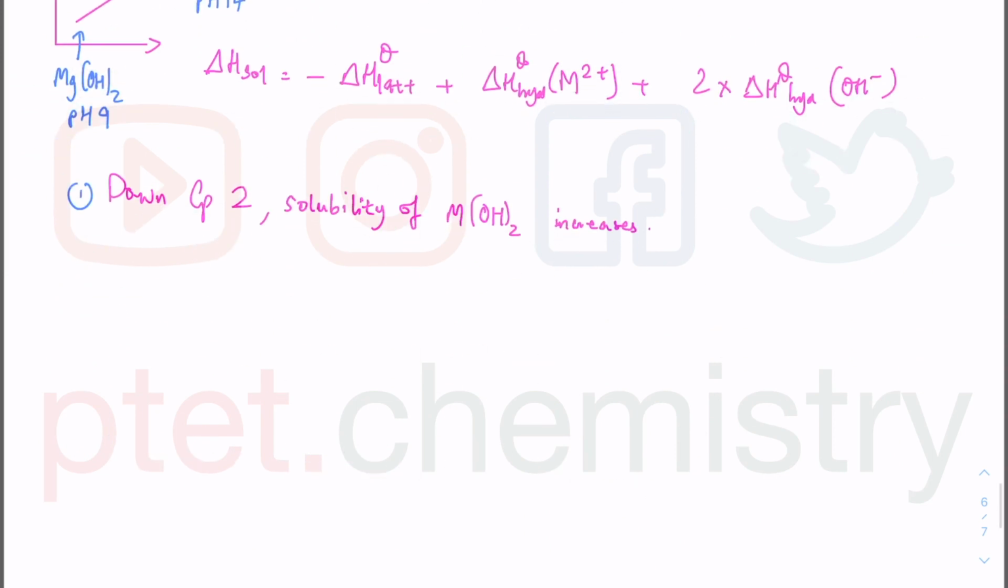So we're ready to go on to our essay. In terms of our explanation, we already have our equation from our Hess cycle, the very basic Hess cycle that I have drawn earlier. So down group 2, how can we address this?